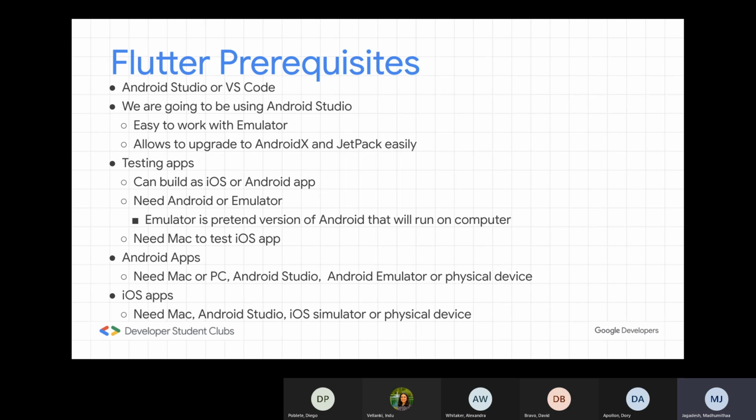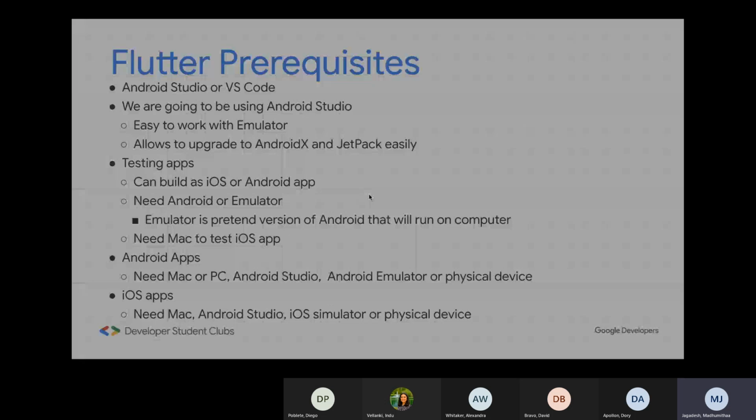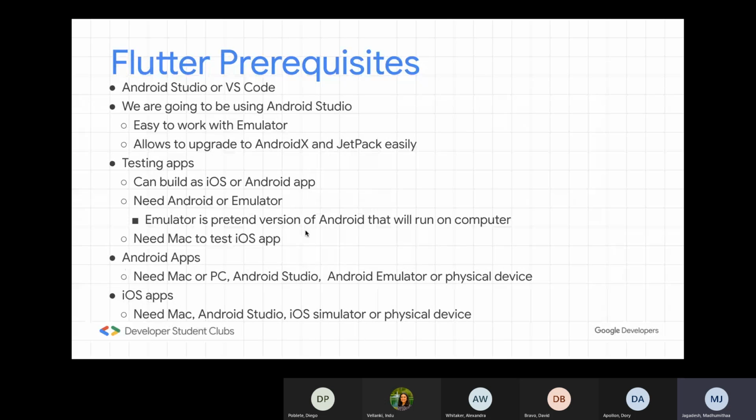There's something called an emulator, and an emulator and simulator are basically the same thing. An emulator is kind of like having an Android on your screen. We're going to download that, so you'll have an emulator on the screen, and when you develop your app or make a little update, you can see it on the screen like on your device. Like I said, an emulator is a pretend version of an Android that will run on your computer.